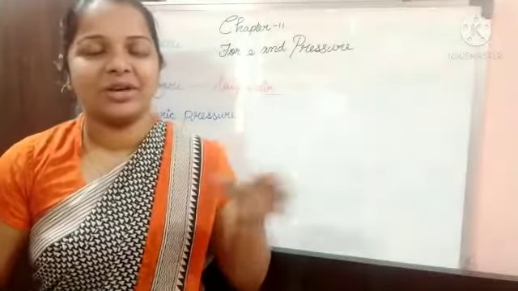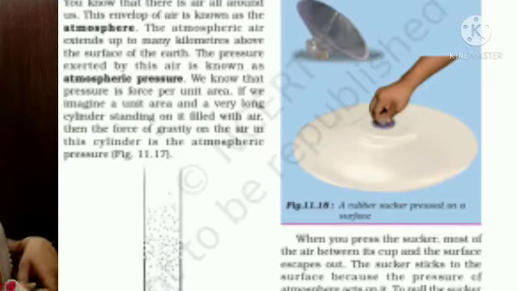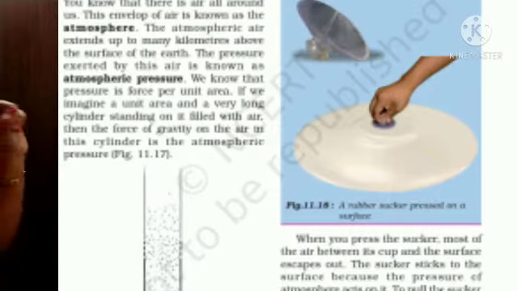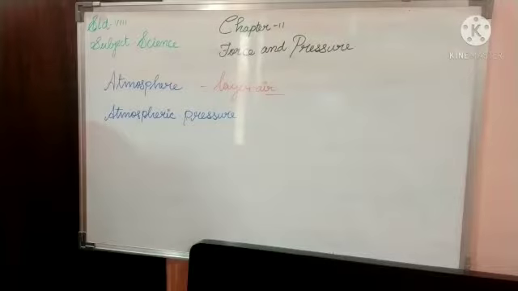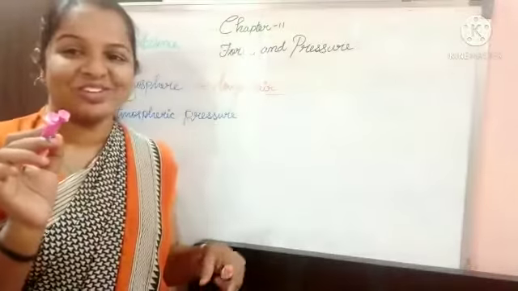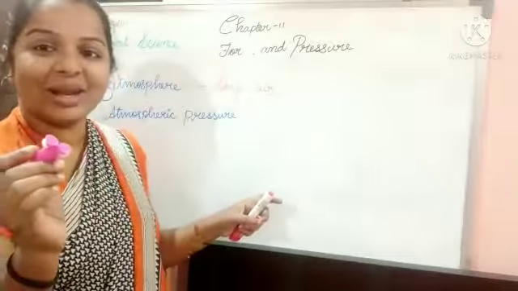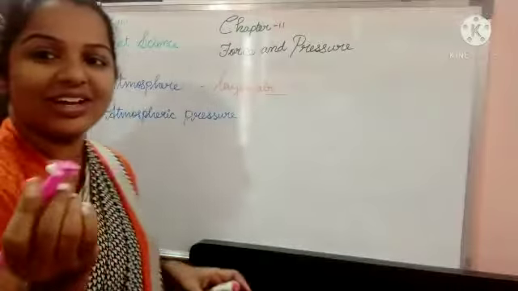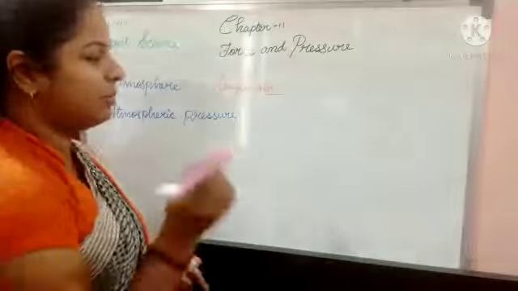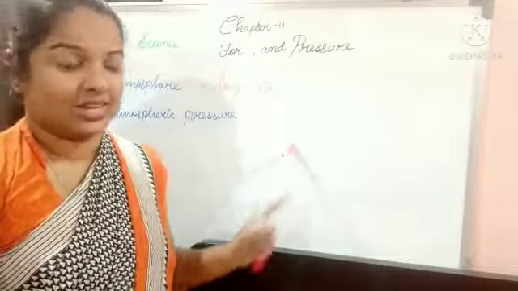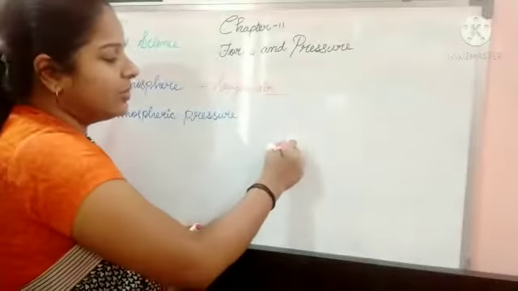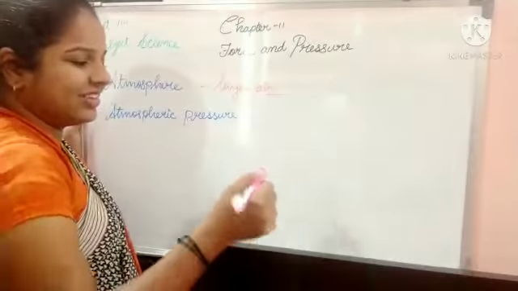Understand, students? Here one rubber example is given in this image. When you put a rubber sucker on a surface, it cannot be removed easily. Why? Because atmospheric pressure acts there. For example, here I am using my daughter's toothbrush, which has a rubber sucker. When I put it here, it stands because the atmosphere is acting a pressure, and I have to pull it.